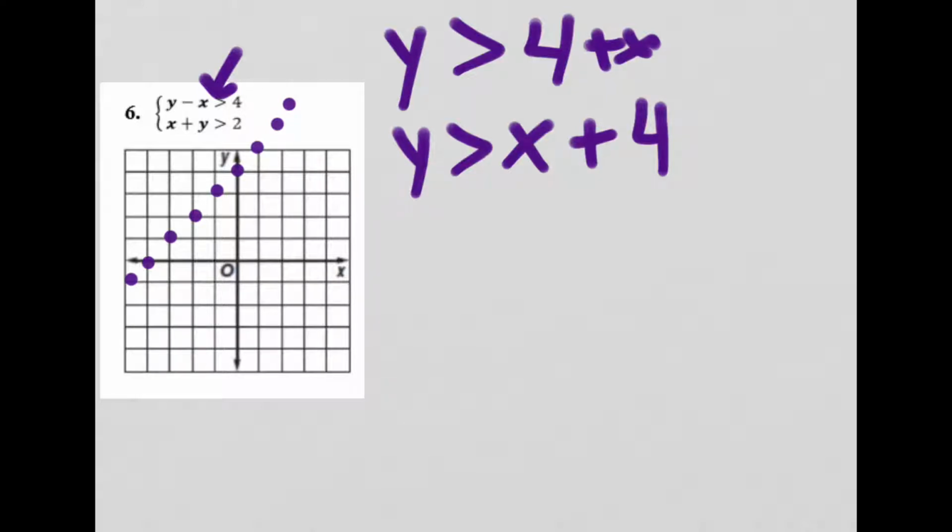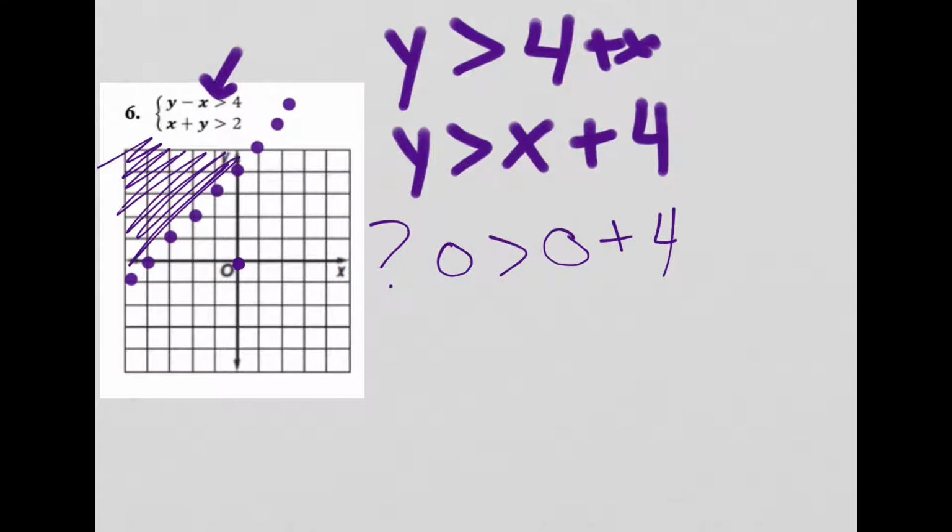Let's test a point and shade. So if I wanted to test, like, 0, 0, because I'm not very creative, and because it's the easiest one to plug in, I'm asking a question. Is 0 bigger than 0 plus 4? No. 0 is not bigger than 4. 0 is less than 4. Oh, poor 0, you're not in solution land. You didn't make that true. Solution land must be over here.